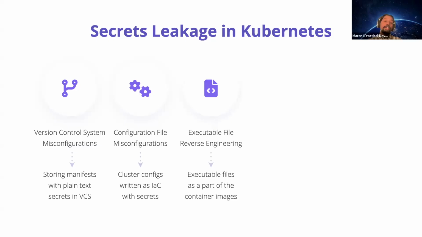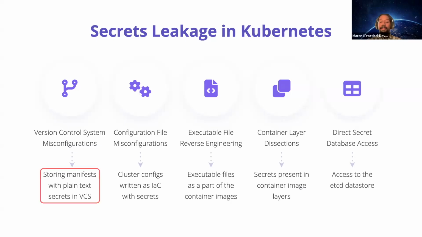Then inside your container workloads, you're going to have your executables, and these executables and binaries can contain secrets inside them. That's also a place where secrets can get leaked. Your container layers, the many layers that make up your container's file system, can also contain secrets. Why? Because someone may have added them accidentally using the COPY or ADD command when creating a Dockerfile.